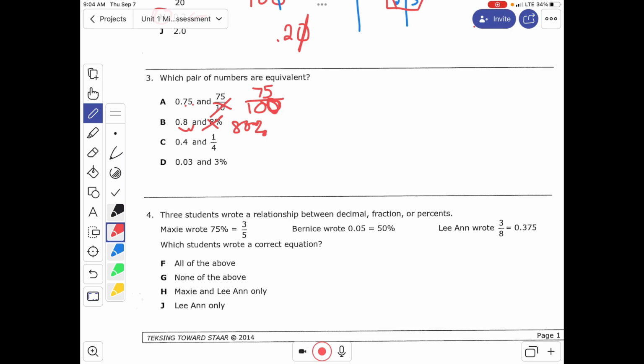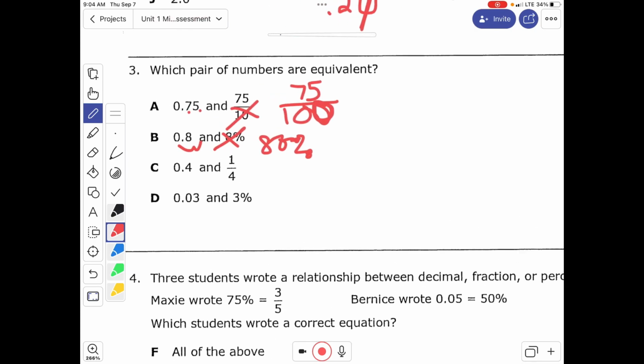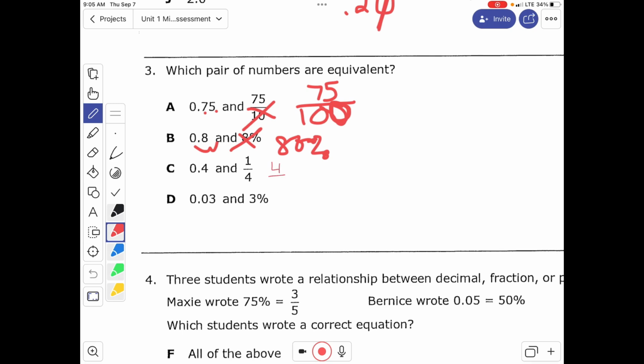If we want to make 0.4 into a fraction, it would be 4 over only 1 0, 4/10. And if I simplify it, that would become 2/5, not 1/4. D says 0.03. Remember, we moved the decimal 2 spaces to change it to a percent, so that would be 3%, which is what they wrote. So the answer is D.